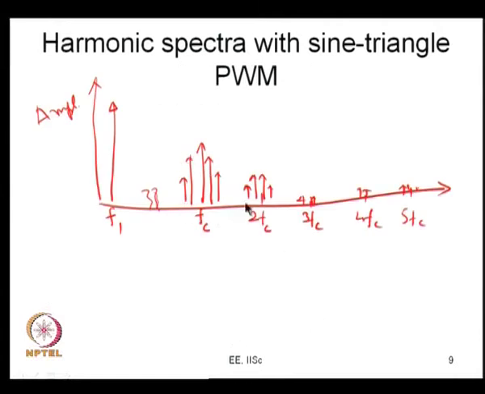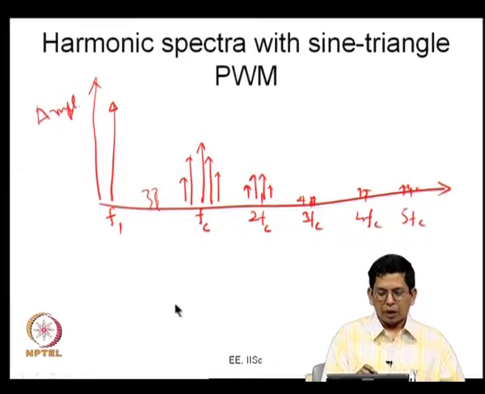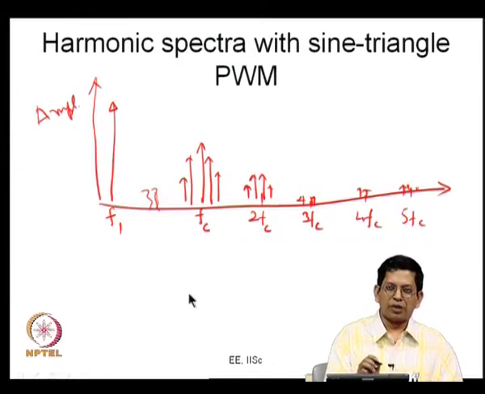What would be these exact amplitudes? It is possible to calculate them using the double Fourier series. You can look at the Holmes and Lipo book or several other published papers in the literature which talk about that. We will not be doing that, as we will not get into those details.